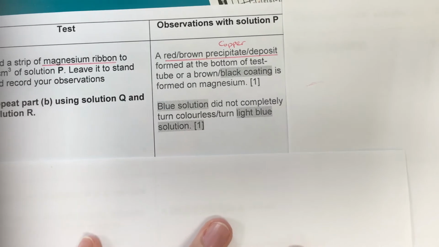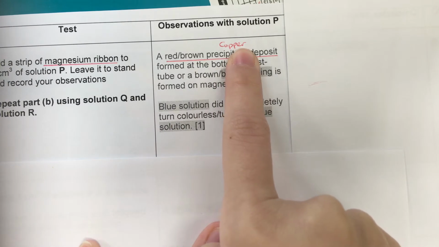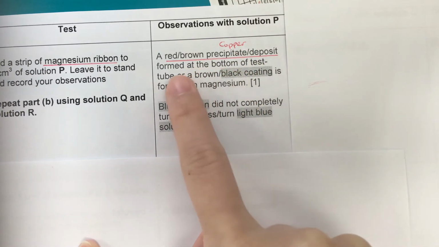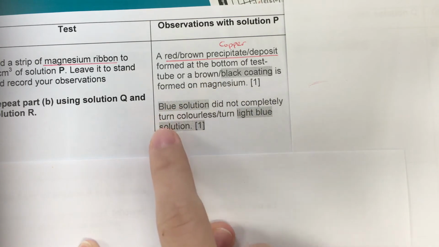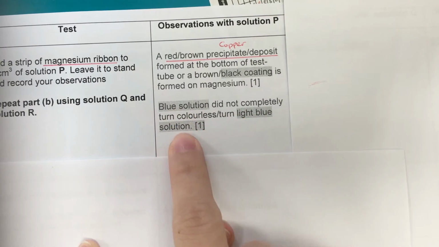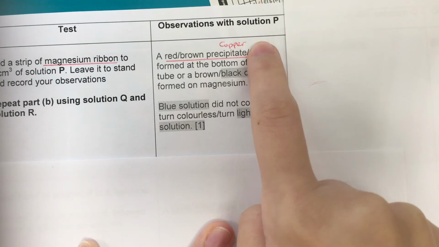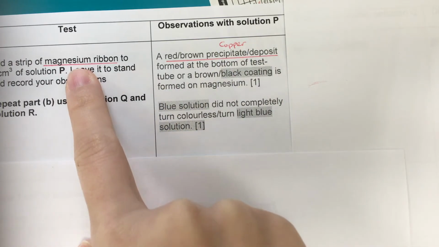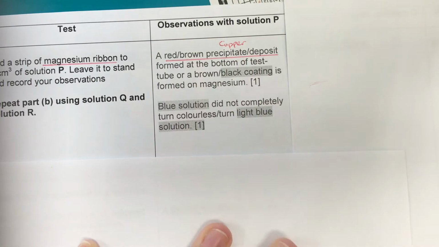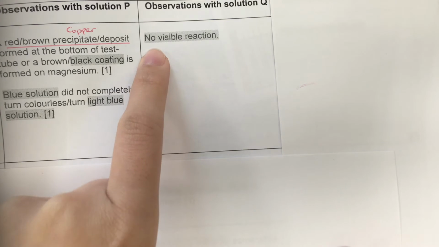So this is solution P. We saw a red-brown precipitate or deposit. As long as you see a reddish-brown solid, it's likely copper. And because copper 2 solution will be blue, as it's being displaced, you will see that the blue color becomes lighter or turns totally colorless. It depends, okay? In this case, it did not turn completely colorless. So what has happened is the magnesium, which is more reactive than copper, has displaced copper from its solution.